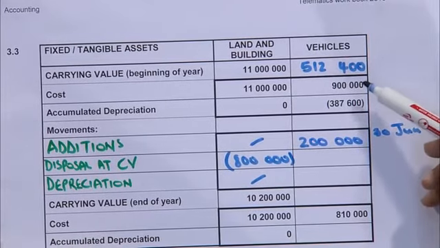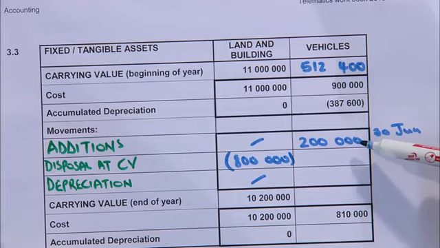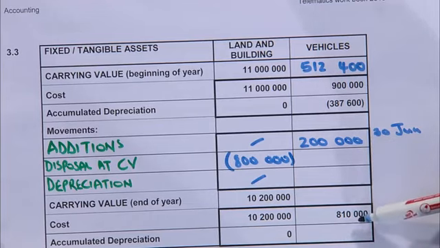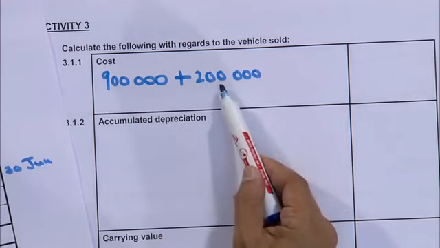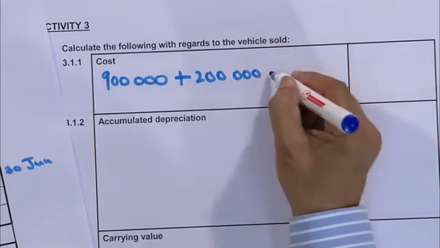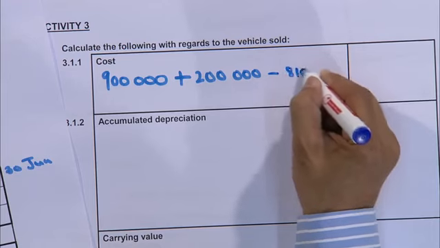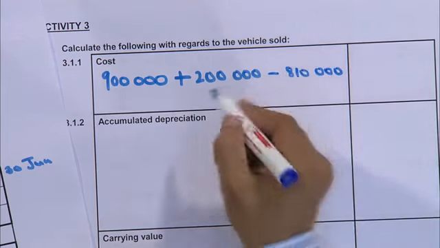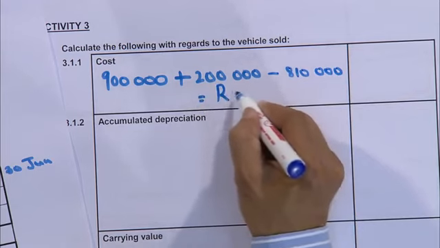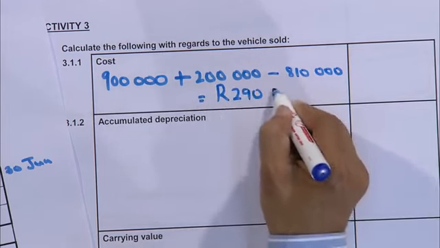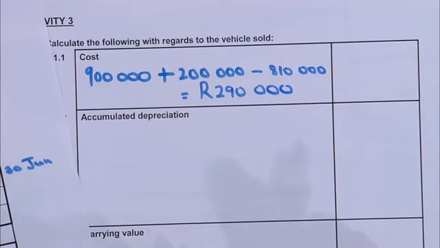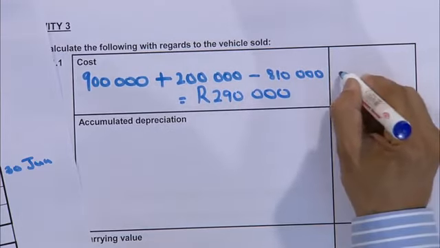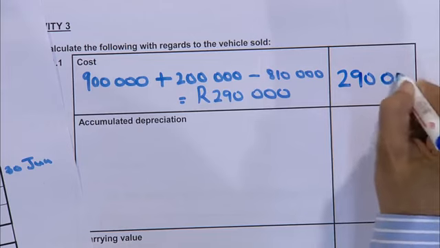Okay, so now I've got the 900,000. I'm adding the 200,000, but I'm getting 810,000. So when I determine the cost price, 900,000 plus the addition of 200,000 minus the 810,000 that I have left at the end of the year, then it will tell me what is the cost price of the vehicle that I sold during the year, which is 290,000. So the cost price of the vehicle that I sold during the year was 290,000. I'll just put in the 290,000 over there.